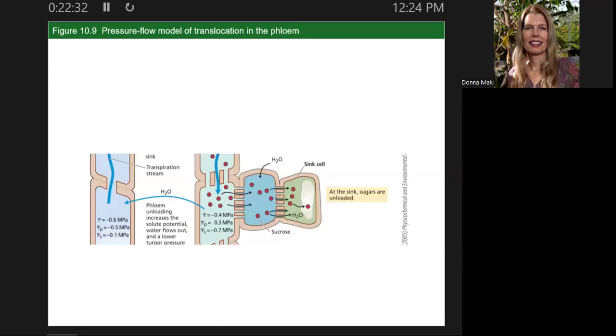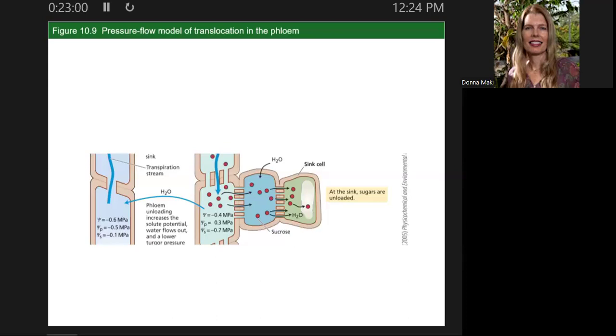And that's what they're showing here with the vein, the xylem in the vein. You can see you have a -0.4 in the phloem, a -0.6 in the xylem. So it's less negative in the phloem to more negative in the xylem. So water starts to flow out. And if you have that happening, then you'll have an impact on psi sub P.